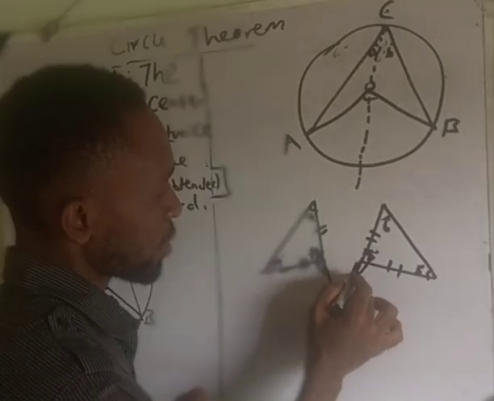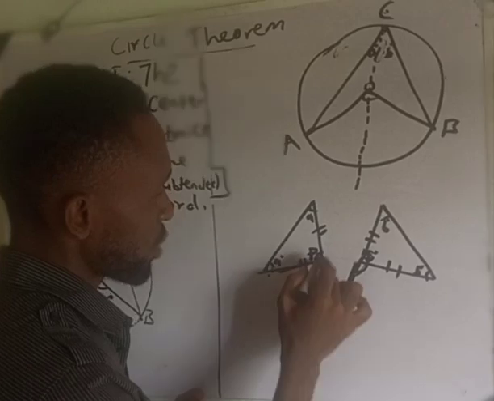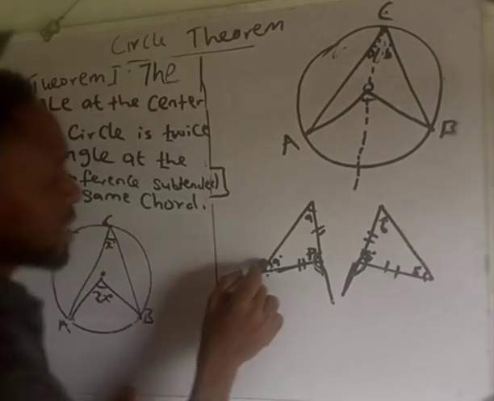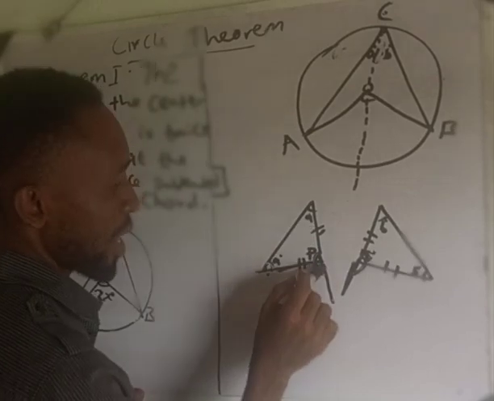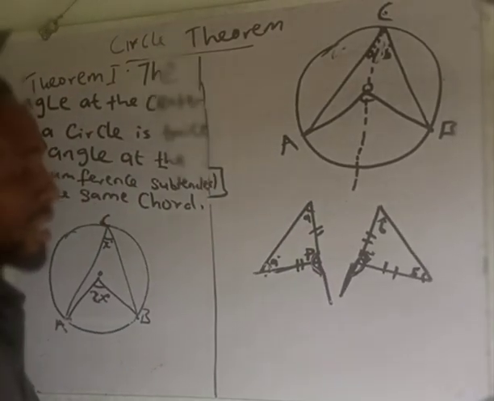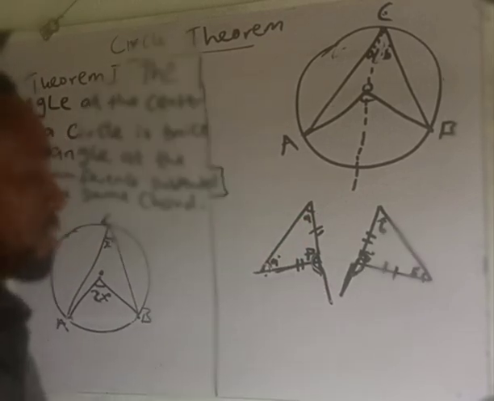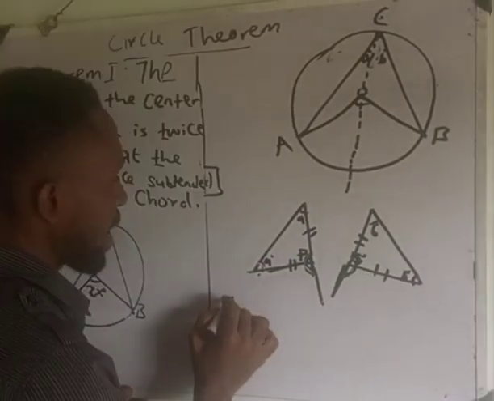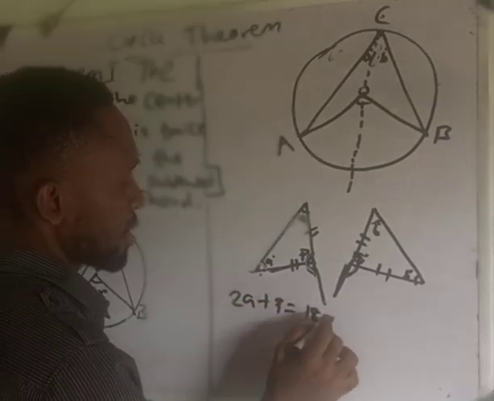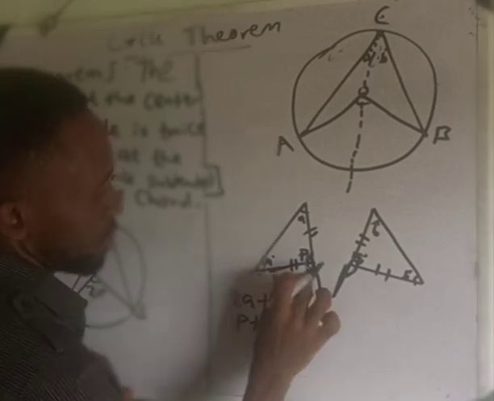Also, here plus here will give me 180 degrees, and everything here will also give me 180 degrees. So if this plus this plus this will give me 180 degrees, and this plus this will give me 180 degrees, that means 2A plus P will give me 180 degrees. Let me just show you.